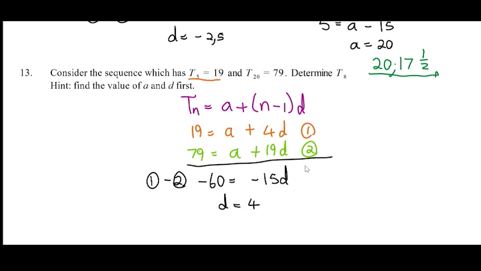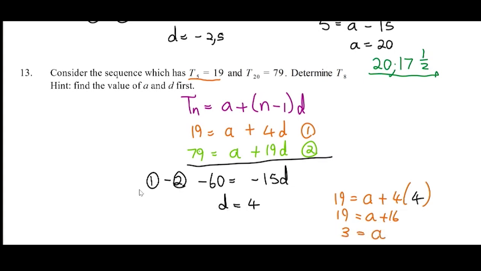I'm now going to substitute that value into equation number 1. I've got 19 is A plus 4 lots of D, and I've just worked out, in fact, that D is 4. So I get 19 is A plus 16. Let's subtract 16 from both sides, and we get A equals 3.